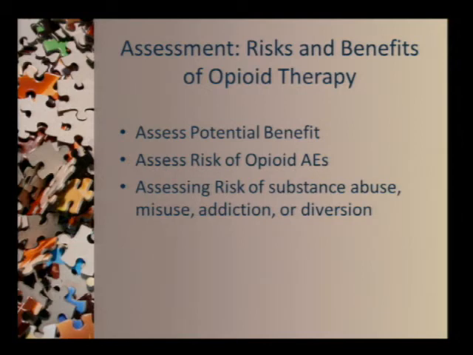Then moving on to assessment, looking at risks and benefits of opioid therapy. With any medication we prescribe, we always have to weigh benefits versus risks. With opioids, we kind of have a 3rd tier to worry about, and that 3rd tier is the risk of substance abuse, misuse, addiction, and diversion.